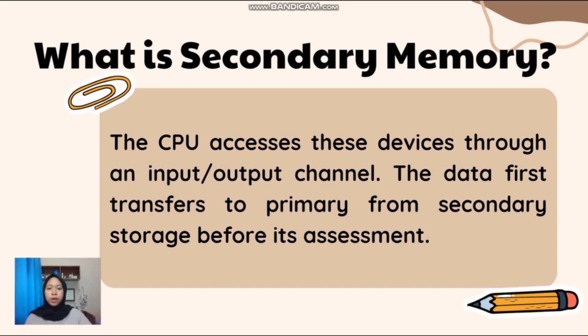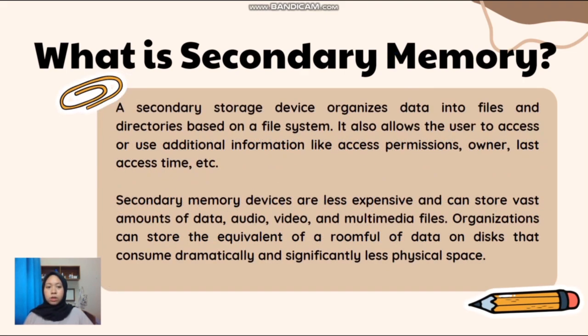So here the CPU accesses this device through an input-output channel. The data is first transferred to primary from secondary storage before its access. Modern computers nowadays often use hard drives and optical storage devices such as CDs and DVDs as secondary storage devices. Next, a secondary storage device organizes data into files and directories based on a file system.